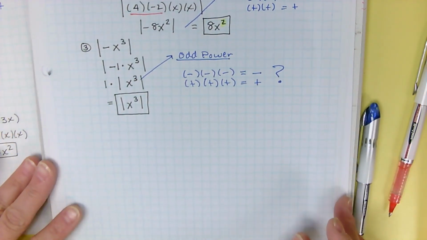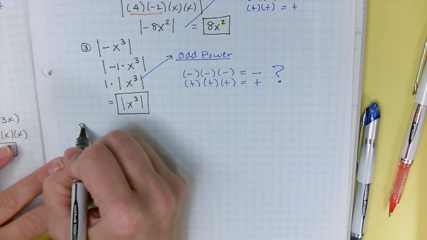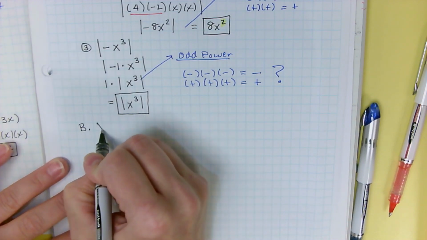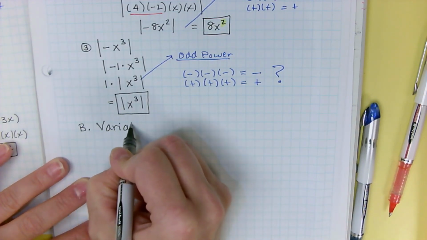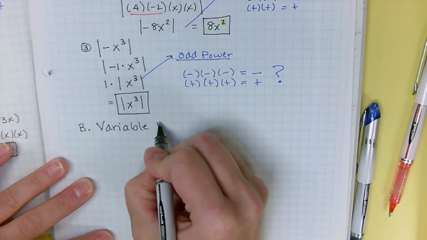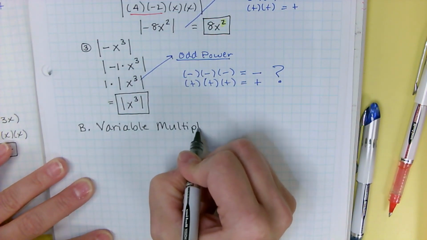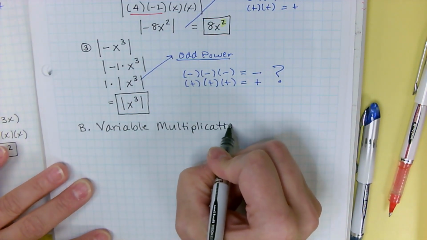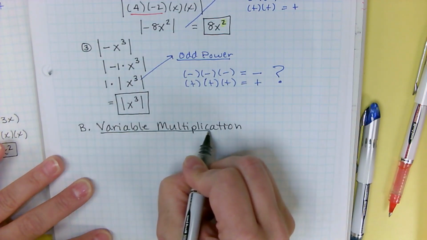All right, so we're still on simplifying. So we're going to go to part B, which is variable multiplication. We've done a little bit with this already, so this part should be familiar.